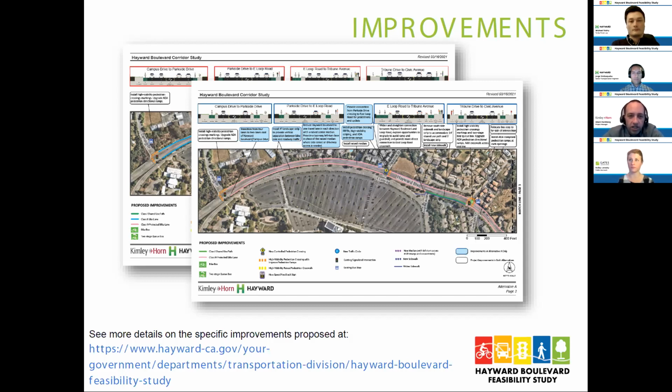At the bottom of the page, there's some links to some project documents. And so you can click on Alternative A and Alternative B and see a lot of detail about some of the specific improvements, including additional cross sections and specifics about what's happening in each individual part of the corridor. So if you're really interested in learning more, I encourage you to go on the website and check this out.